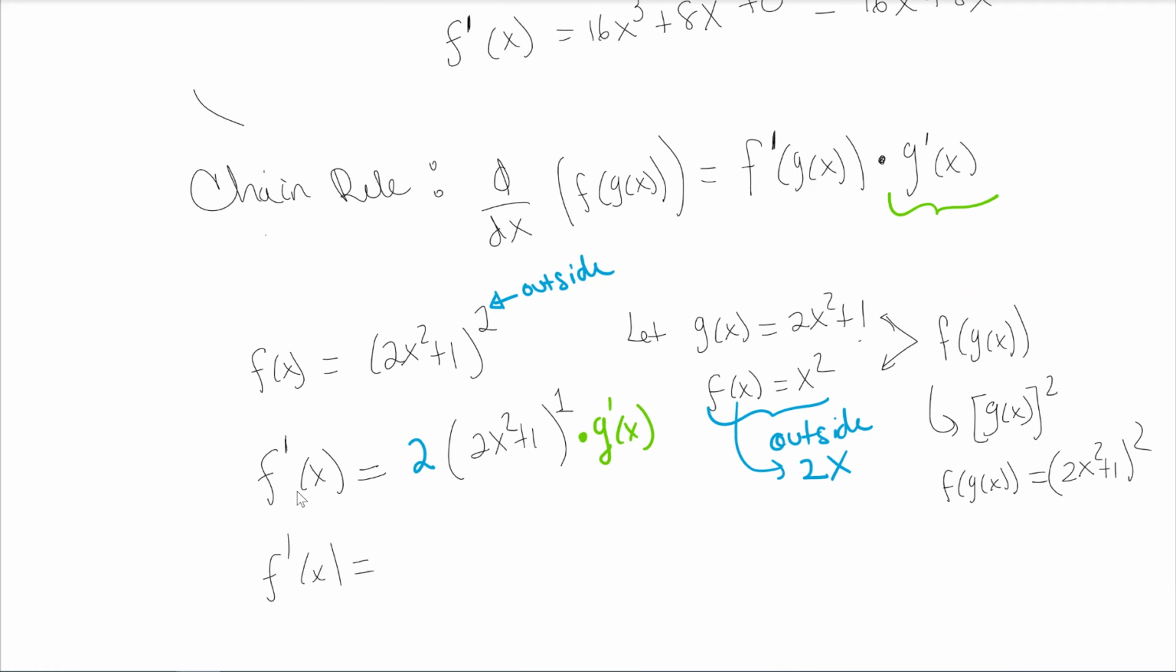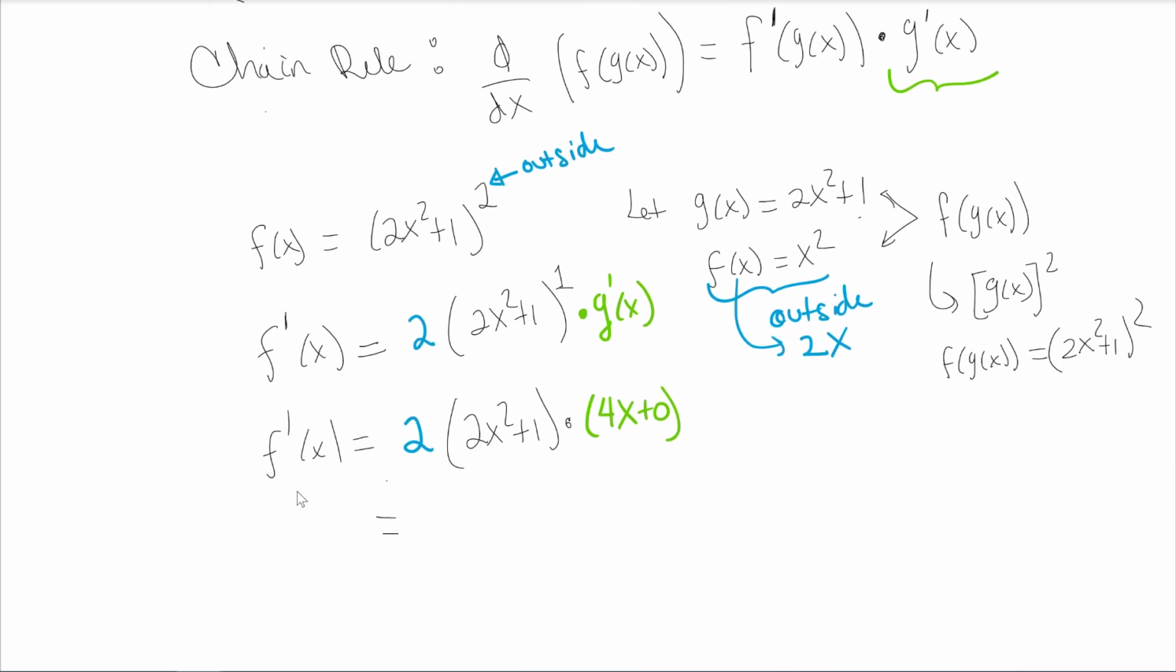So my derivative here is going to be the 2 from the outside function, the inside left alone, times the derivative of the inside function. The inside function is 2x squared plus 1, so the derivative of that is 4x. 2 times 2 is 4, and then it just becomes x. The derivative of 1 is 0. So finally, my derivative is 2 times 2x squared plus 1 times 4x.